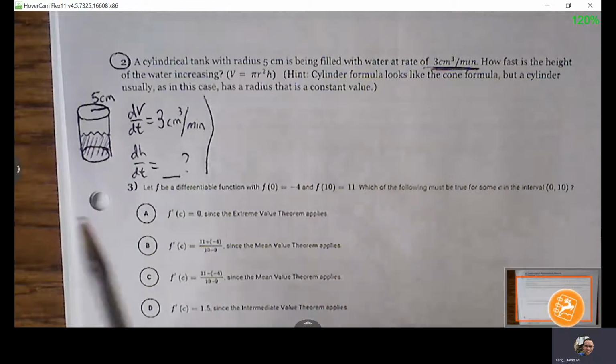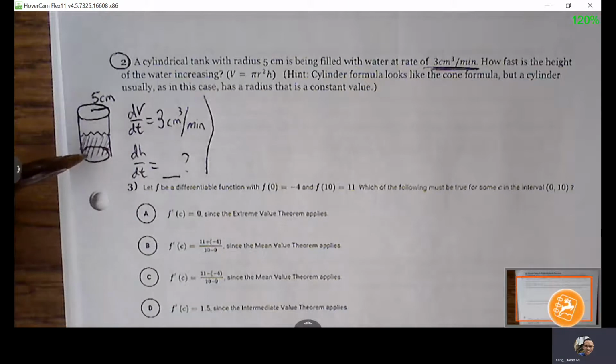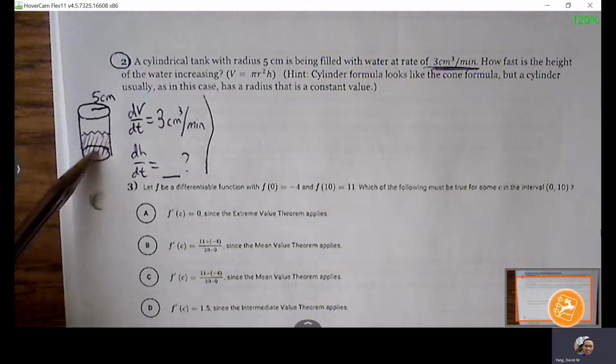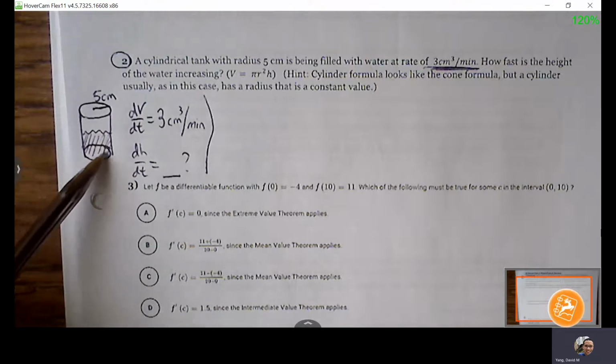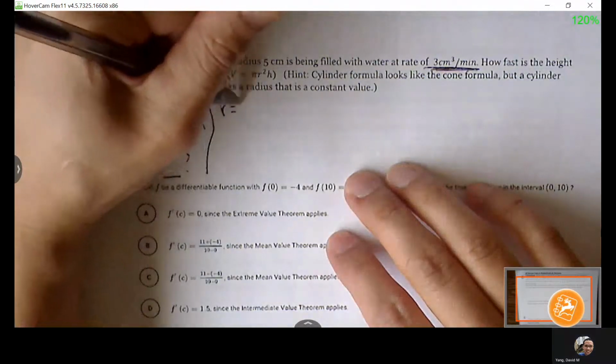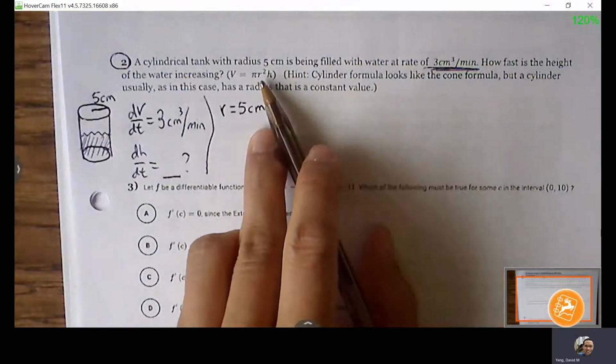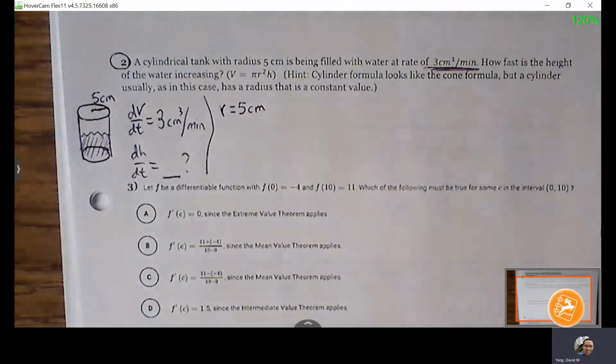Now, let's think about what's happening to this water level. As the water is rising, is the height changing? Yes. So that's consistent with what we saw with cones. As the water level is increasing, is the radius of the water level changing? No. So that tells us there's no need to hold on to this radius variable if it's not going to change at all throughout the entire problem.